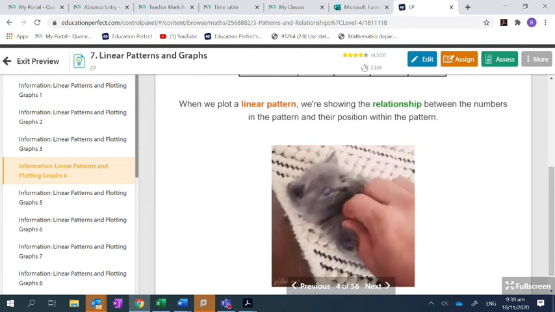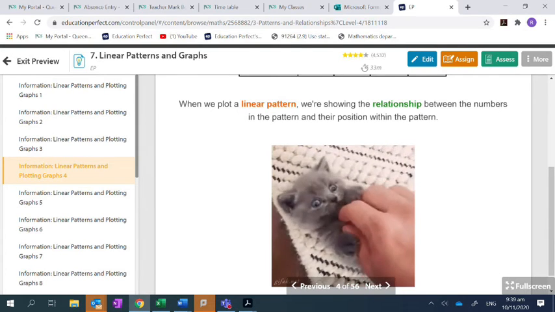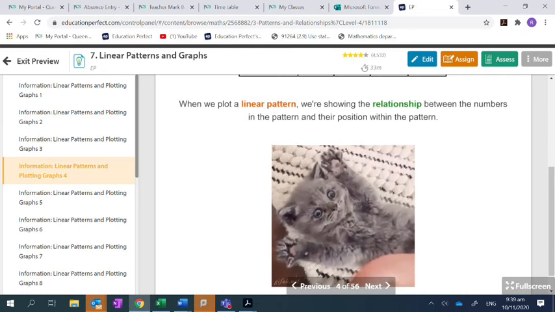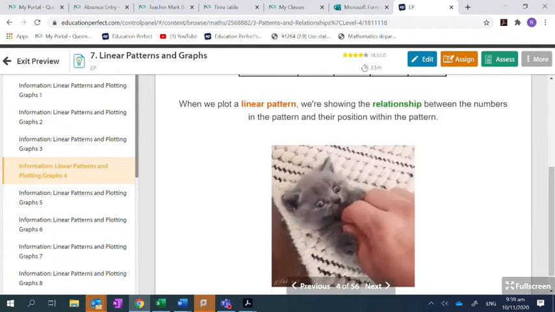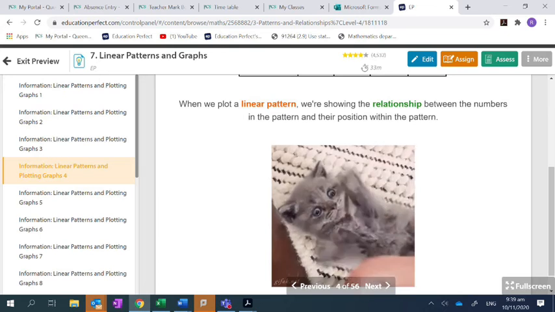Do you want us to write this down? No, I want you to get me a kitten that looks like that. Look at that. Okay.